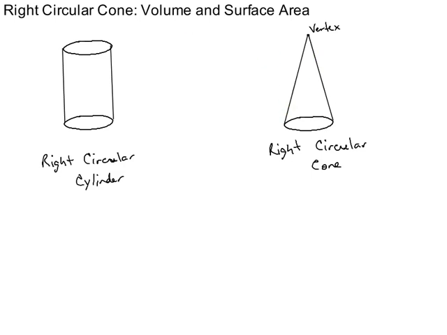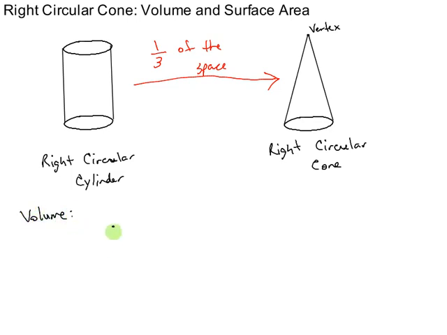So what's the relationship here between a right circular cylinder and a right circular cone? Well, a right circular cone takes up 1/3 of the space that a cylinder takes up. Okay? It's not obvious why, but a cone takes up 1/3 of the amount of space that a cylinder takes up. Now, how do you calculate the volume of each of these? Well, let's talk about that.